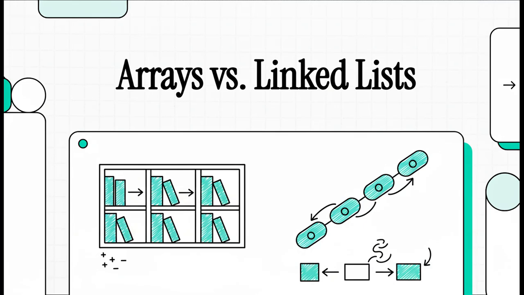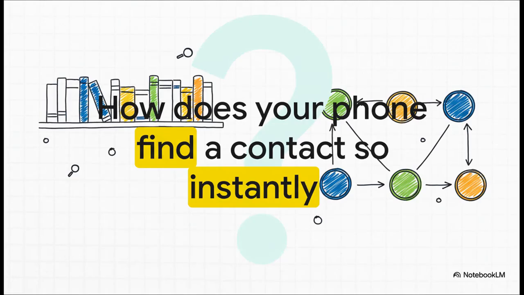Today, we're going to break down two of the absolute bedrock concepts in computer science: arrays and linked lists. Now, that might sound a little technical, but trust me, this is the hidden logic that makes so much of our digital world even possible. I mean, have you ever stopped to wonder how your phone can search through thousands of your contacts and pull up the right one in like a split second?